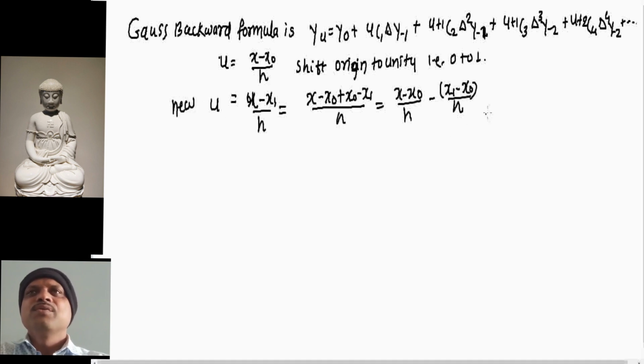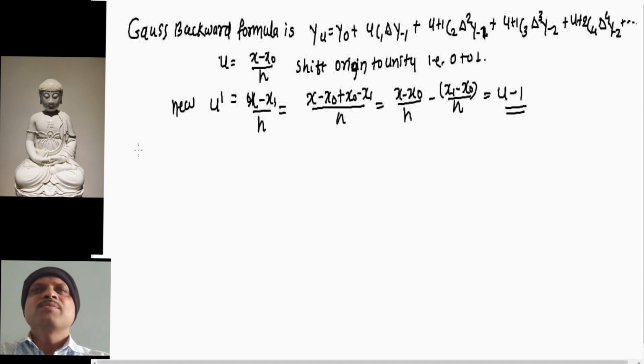Okay. So new u equal to this old u, and x1 minus x0 is h. So this is u minus 1. Therefore this new u dash will change to u minus 1. The value of u dash will be u minus 1. Hence wherever u appears in the Gauss backward formula, we shift this u to u minus 1.